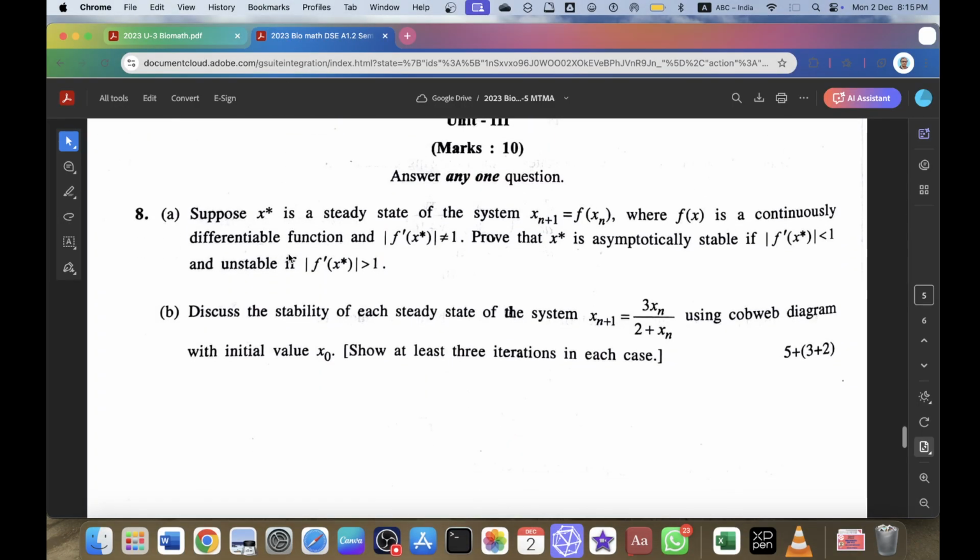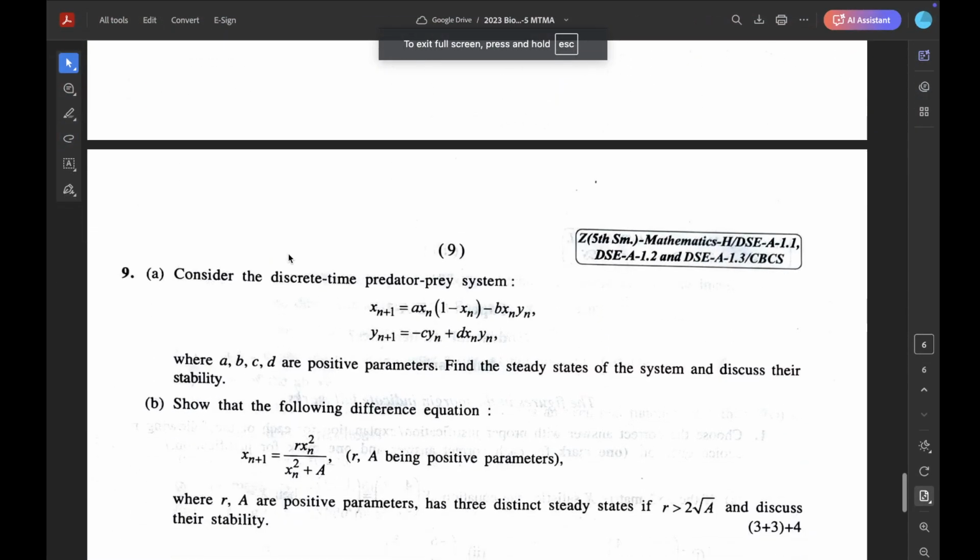Next question, 9a. Consider the discrete time predator prey system x_{n+1} = a x_n (1 - x_n) - b x_n y_n and y_{n+1} = -c y_n + d x_n y_n, where a, b, c, d are positive parameters. Find the steady states of the system and discuss their stability.